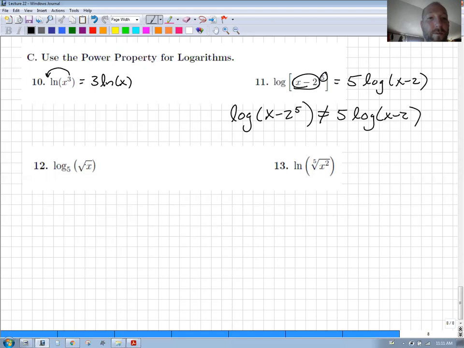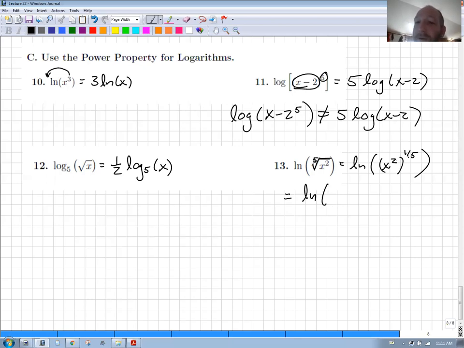All right. Since the square root is a 1/2 power, this is 1/2 log base 5 of x. All right, this is the same thing. I'll rewrite it here. We have the 5th root of x squared. All right, the 5th root means to the 1/5 power. That's what that means right there. That means to the 1/5. So when you have a power to a power, you multiply them. 2 times 1/5 is 2/5. So now we could take this and bring it out. This is 2/5 natural log of x.